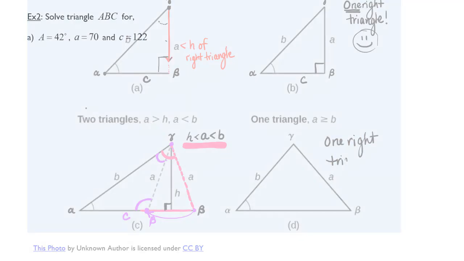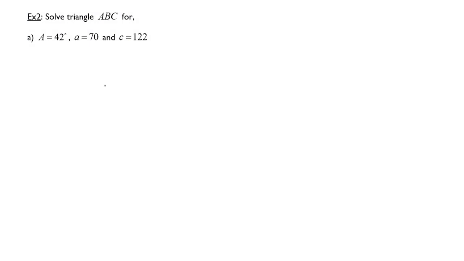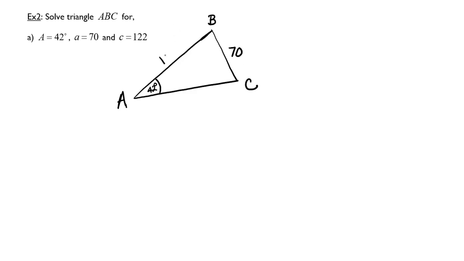In this example, we're asked to solve the triangle ABC for angle A equal to 42 degrees, side A equal to 70, and side C equal to 122. I'll go ahead and sketch my triangle first, knowing that side A is 70 and angle A is 42. I've attempted to draw the triangle the way I think it's going to look, but I'm not positive because I don't know the angle B or C.